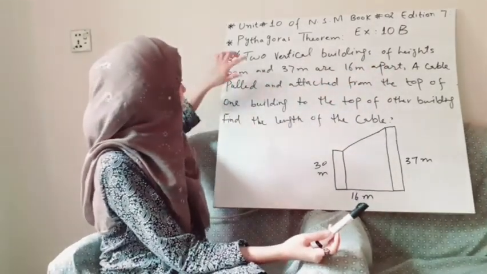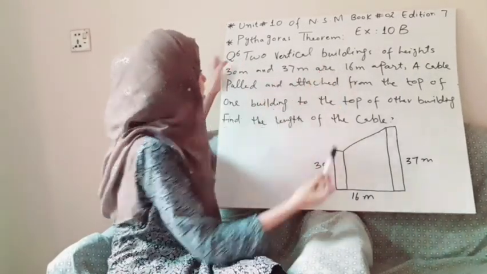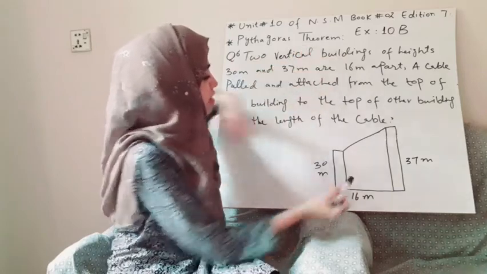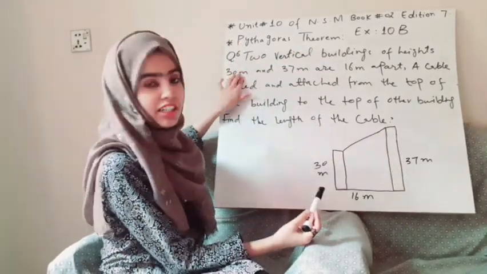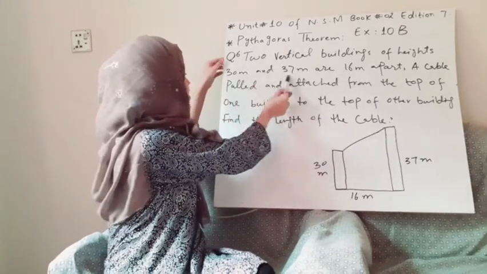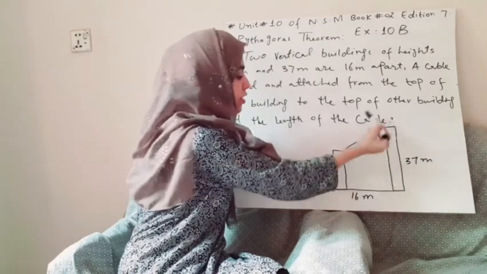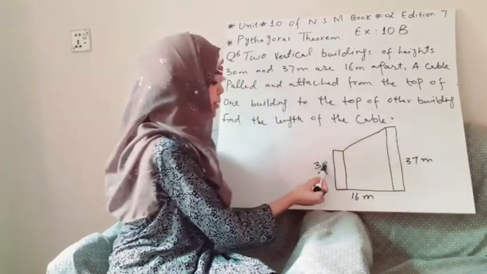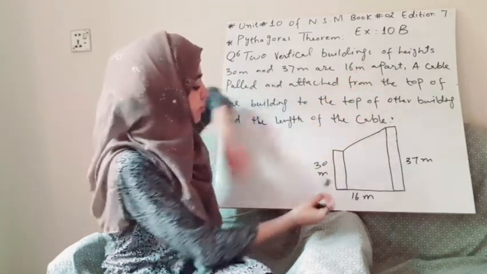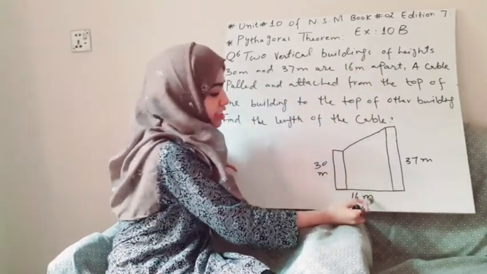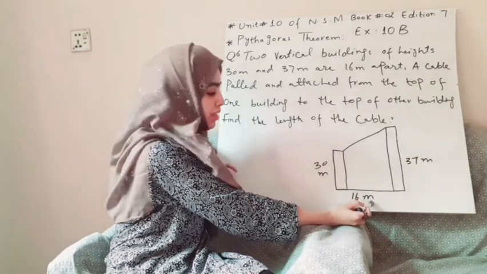They are saying in the first sentence, two vertical buildings, which means we have two vertical buildings given like this. One is of height 37 meter and the second is of height 30 meter. So let's draw it. We have drawn the 37 meter building and the 30 meter building, which are 16 meter apart. The distance between these buildings is 16 meter.